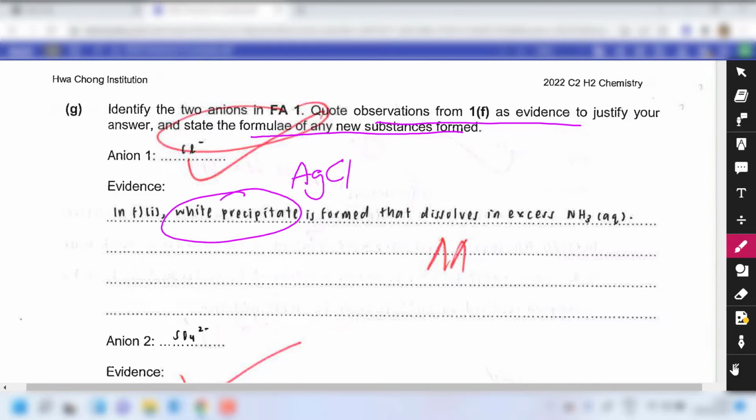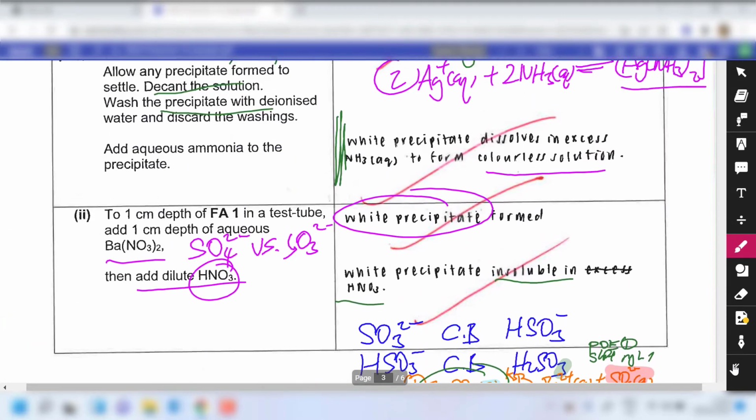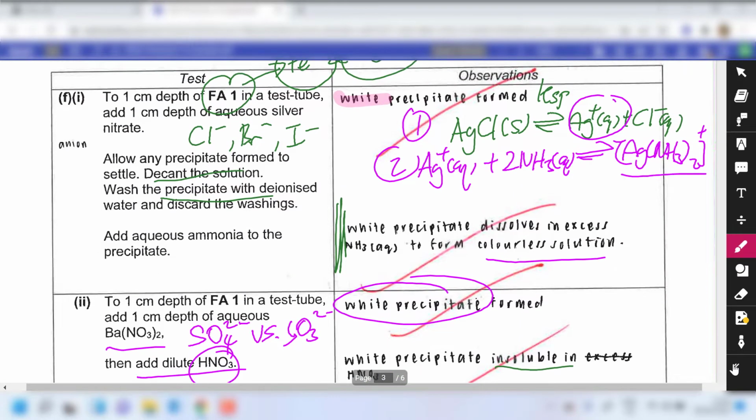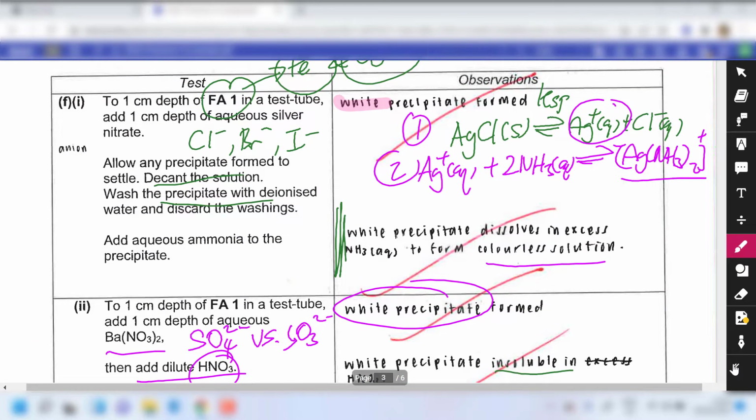So silver chloride is being formed and dissolved in excess ammonia to give the complex, which is the diamminesilver(I) complex. We need to indicate this very clearly, the diamminesilver(I) complex. Is there any justification that needs to be done? Actually no more, because we are only doing one experiment, so don't worry about it.